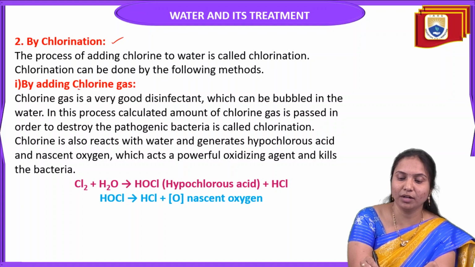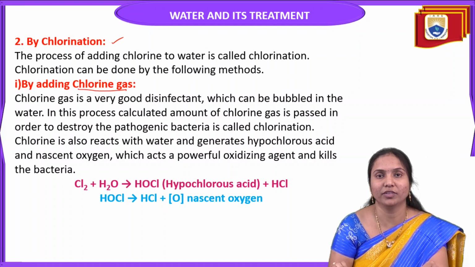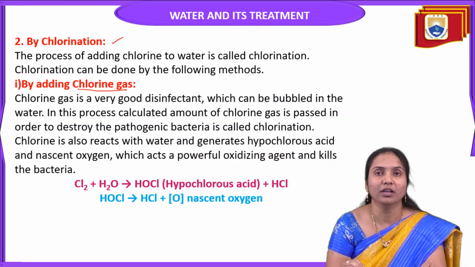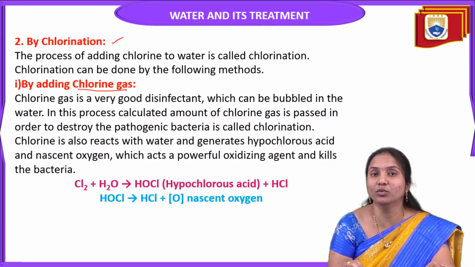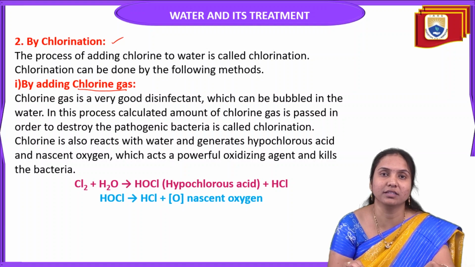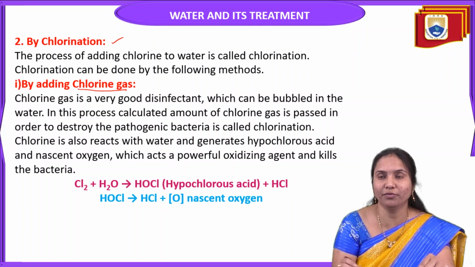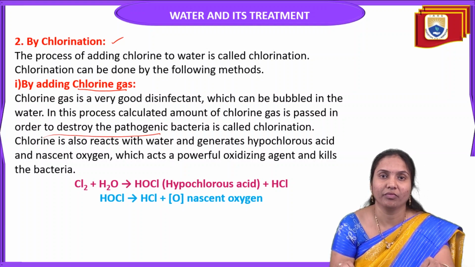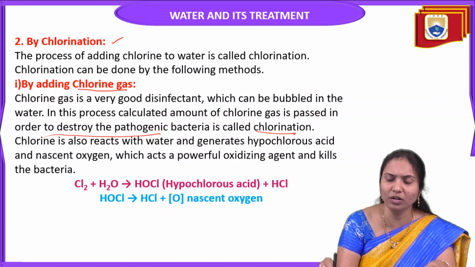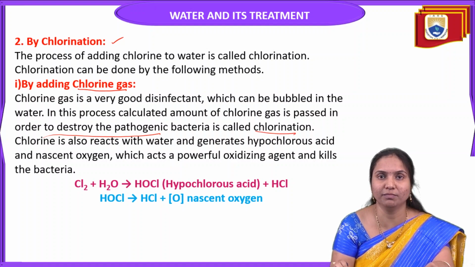For example, chlorine added in the form of gas. Chlorine gas is a very good disinfectant which can be bubbled into the water. In this process, a calculated amount of chlorine gas is passed in order to destroy the pathogenic bacteria. When we pass a certain amount of chlorine in water, it destroys the pathogenic, or harmful, bacteria present in water. That is called disinfection of water by the chlorination method.